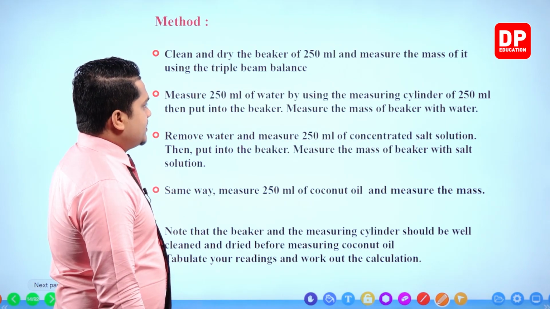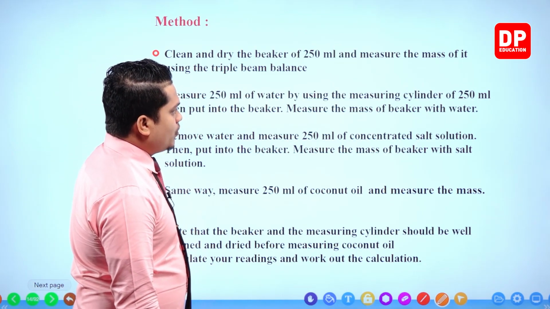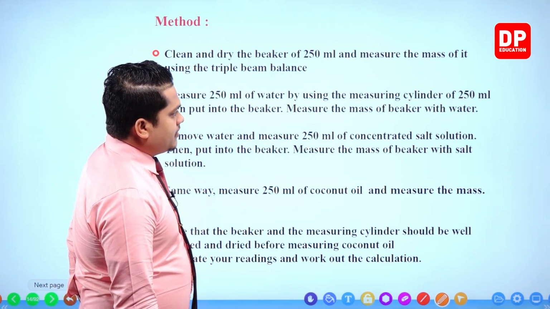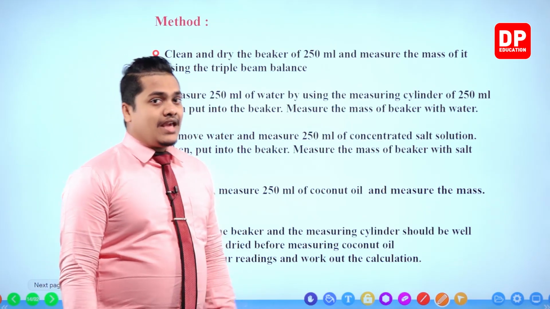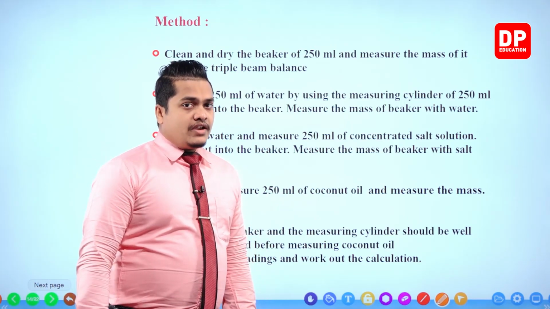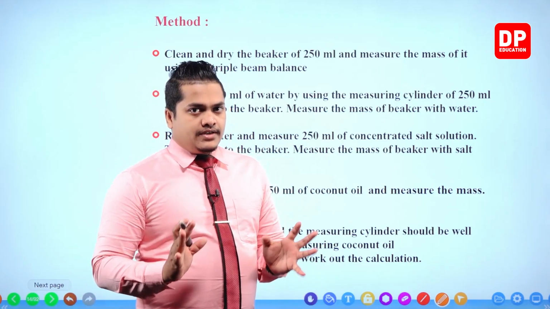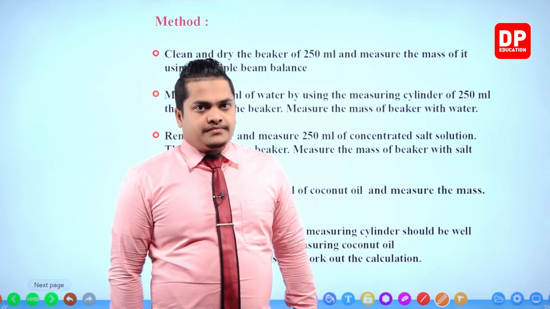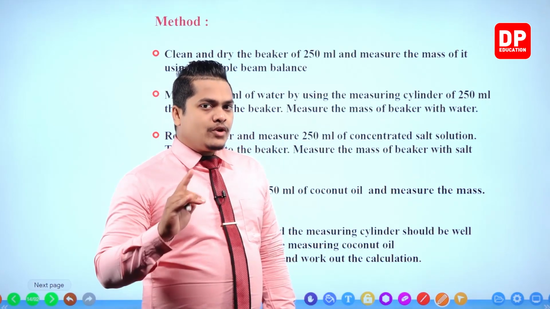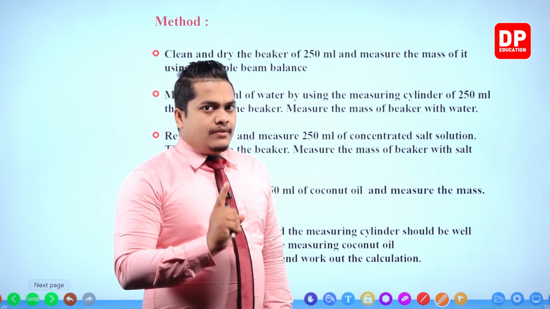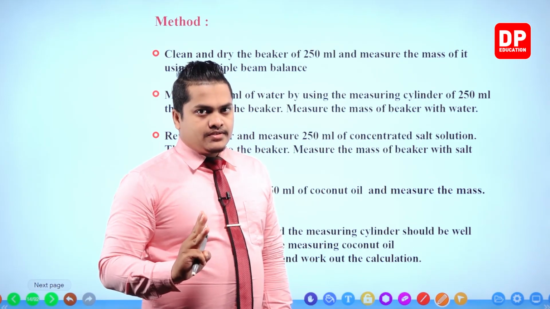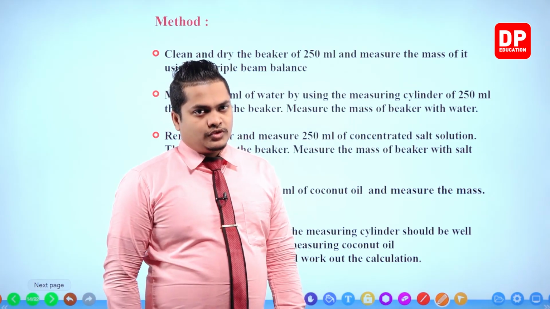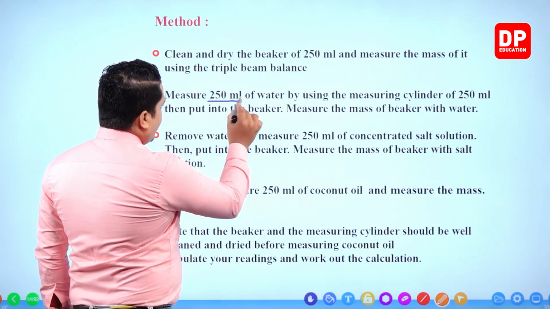Measure 250 milliliters of water by using the measuring cylinder of 250 milliliters. Then put into the beaker. Measure the mass of the beaker with water. Now what do you have to do, my dear children? Like in the previous activity, where we conducted the activity by using different volumes, and we measured the masses related to those. Now within this activity also we'll be doing the same thing, but we are using three different liquids and we'll be using only one particular volume. That volume is, my dear children, 250 milliliters.